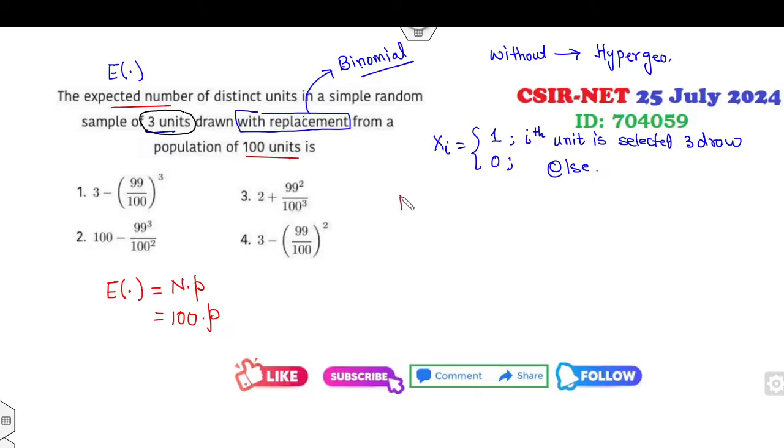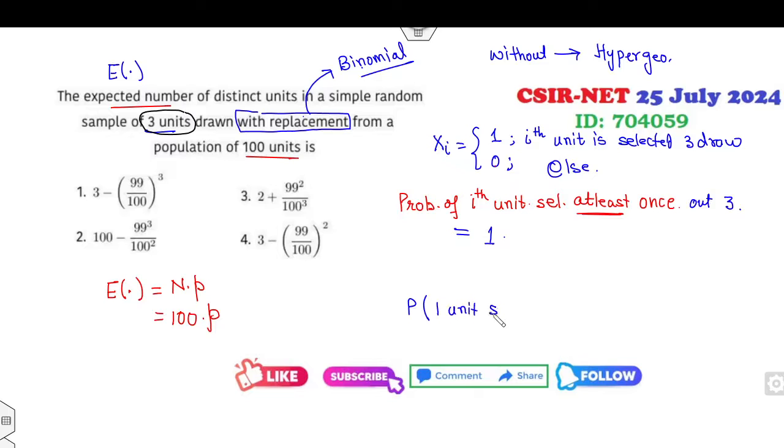Then this p is the probability that the ith unit is selected at least once. Why have I taken at least one? Because if I do not take at least one, then the random variable is 0 and the probability will be 0. So at least once out of 3 draws. What is the probability that 1 unit is selected? It is 1 over 100. What is the probability that no unit is selected? It is 99 over 100.